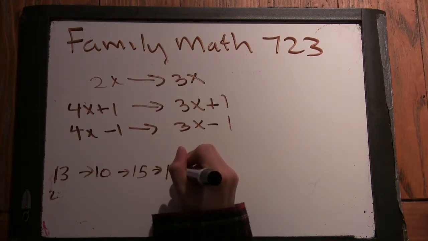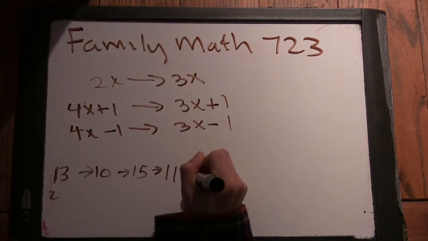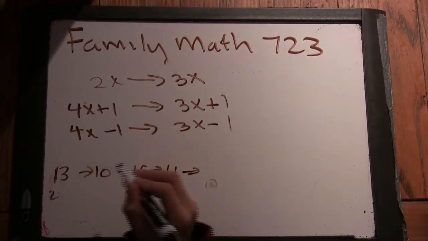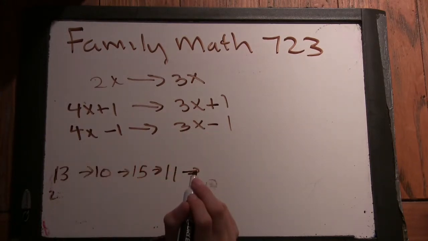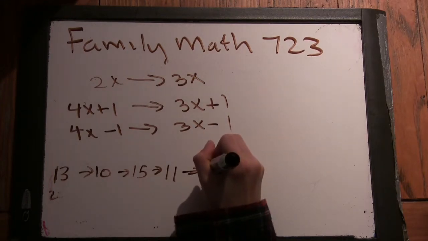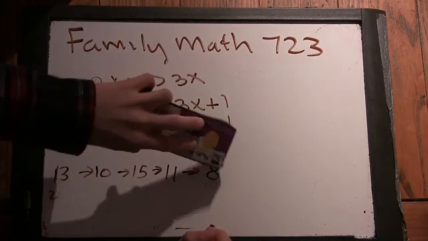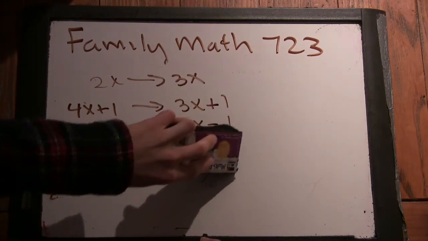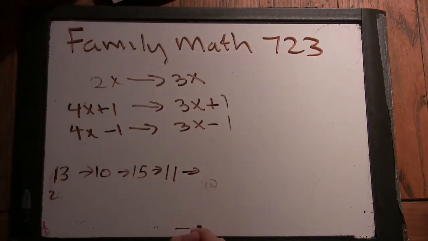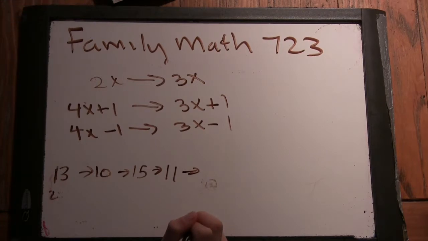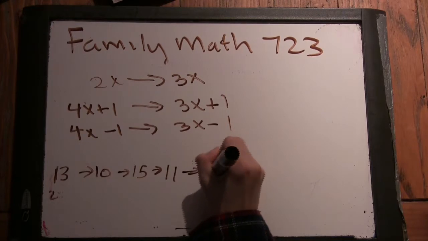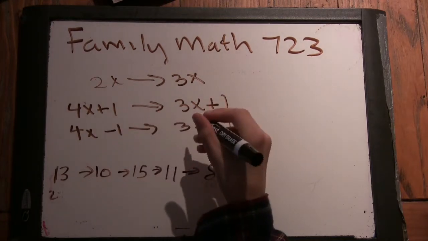Where did you go to? 11. You went to 11. Okay, good. And then this goes to 2, 8. Well, let's see. 4x minus 1 is 11, so what's x? X is 3. Okay. Well, actually, it does go to 8. Alright. So then it gets back to this form.